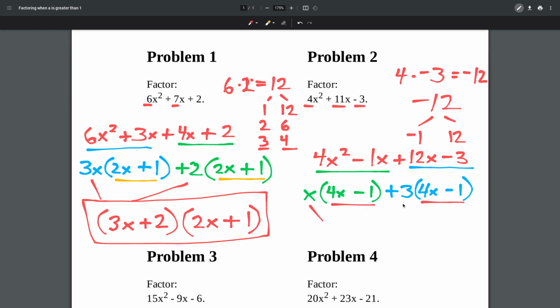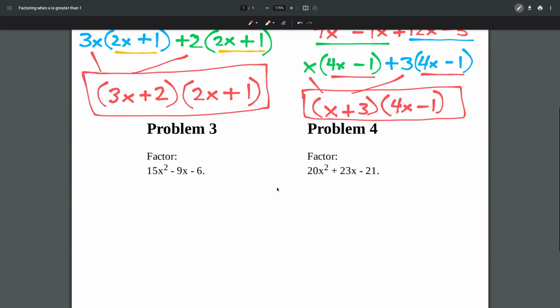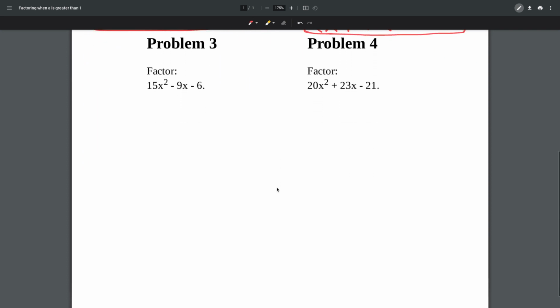We can work backwards from double distribution and write our first binomial here in the factored form as x plus 3, and our second one as 4x minus 1. And we have successfully factored this second problem. Okay, let's go take a look at problem 3.